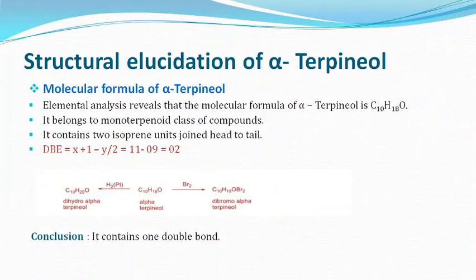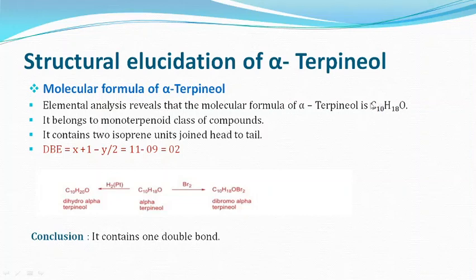Next we come to the structure elucidation of alpha terpineol. First we come to the molecular formula of alpha terpineol. Its elemental analysis and molecular weight determination reveal the molecular formula of alpha terpineol as C10H18O. This molecular formula gives very important information about the structure of alpha terpineol.